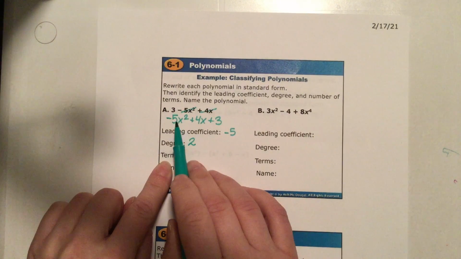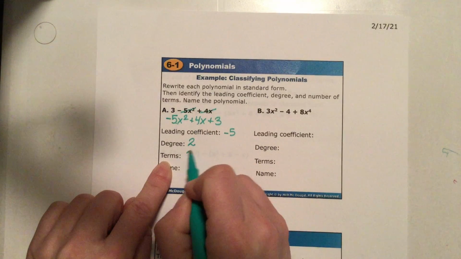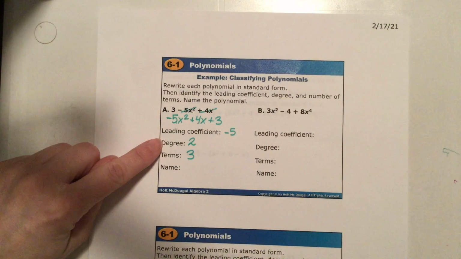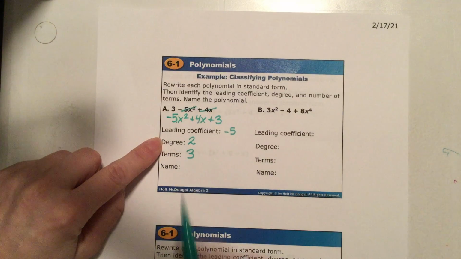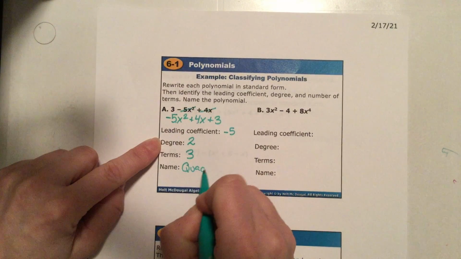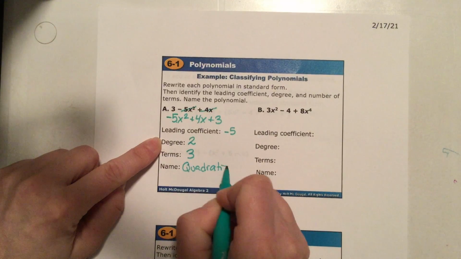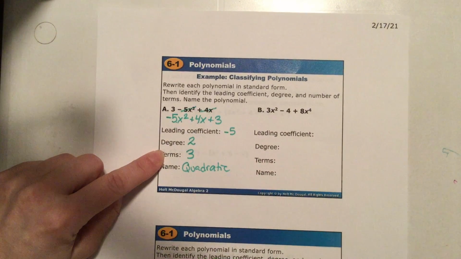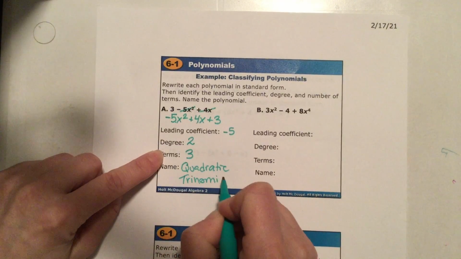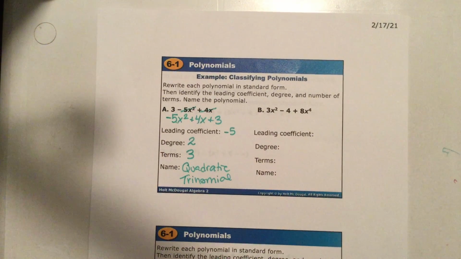The number of terms, 1, 2, 3. Now you name it. Okay, so it goes degree, terms. My highest degree is a 2. If your degree is a 2, it's quadratic. My number of terms is 3. If it's 3 terms, it's a trinomial. So this thing is a quadratic trinomial.